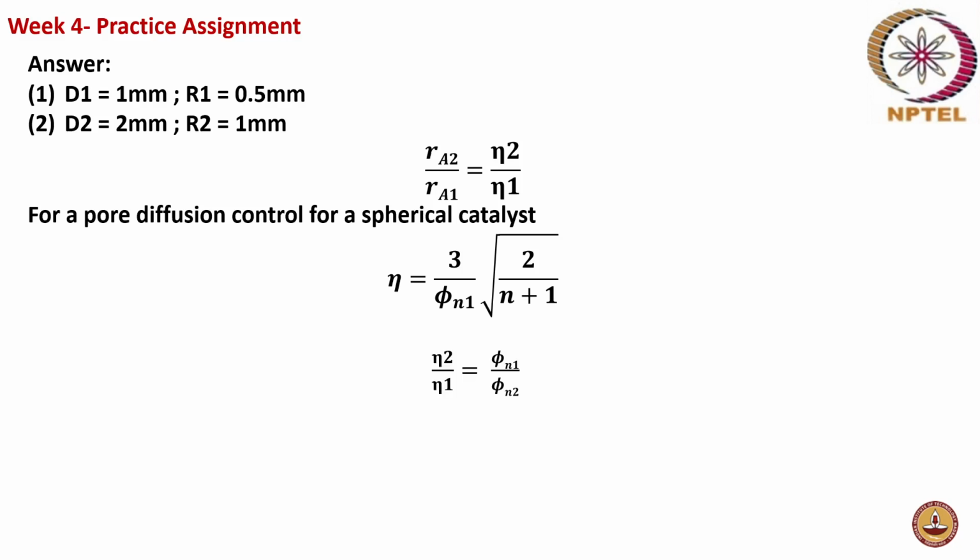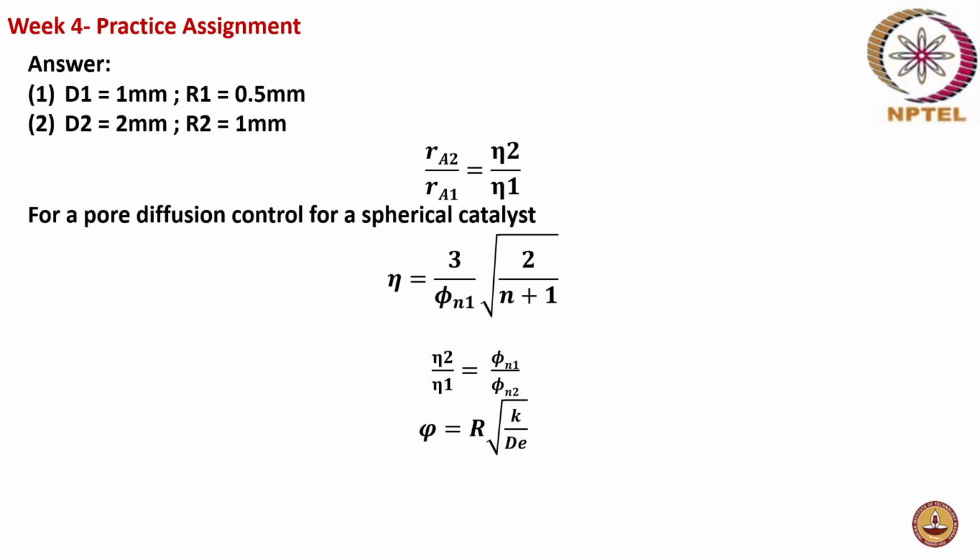Now, eta 2 by eta 1 is equal to, since we have assumed that the order is the same for both the cases, the square root of 2 by n plus 1 will go off, and the term 3 will also get cancelled, and you will end up with eta 2 by eta 1 equal to phi n1 by phi n2.